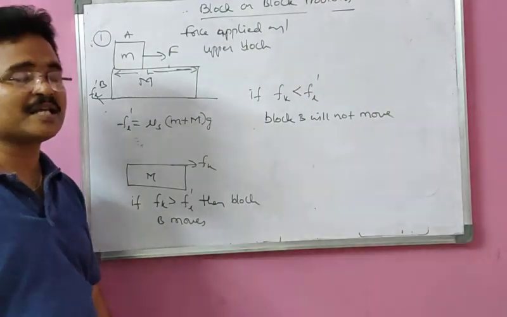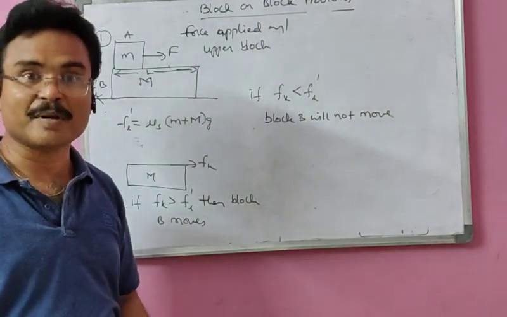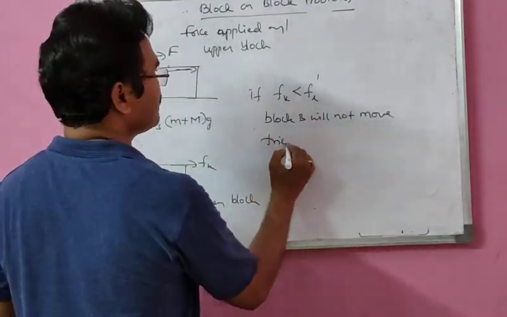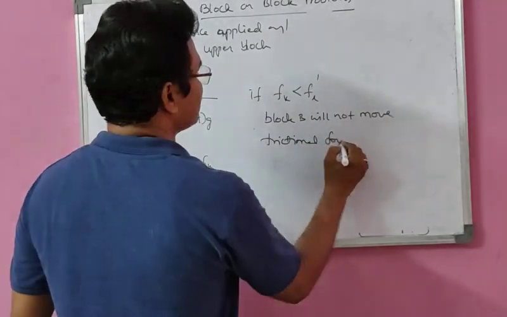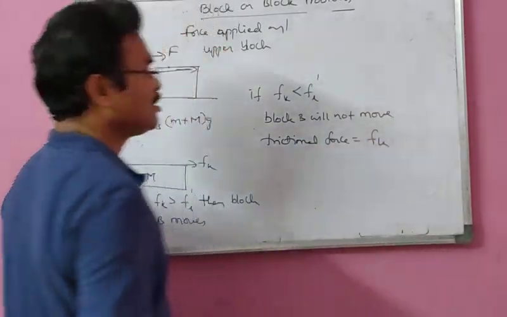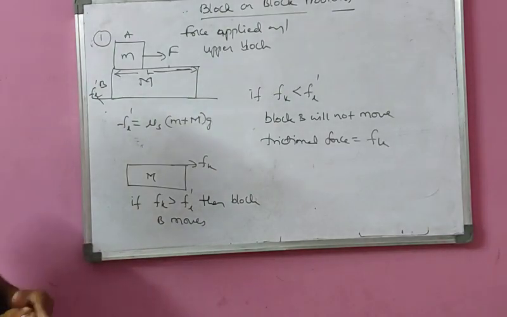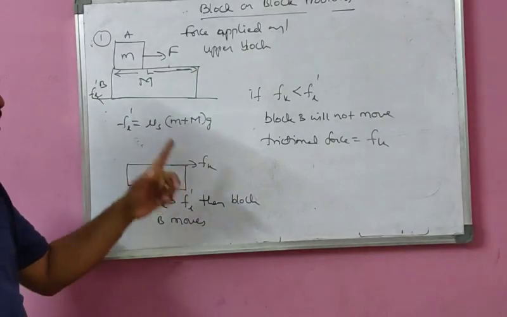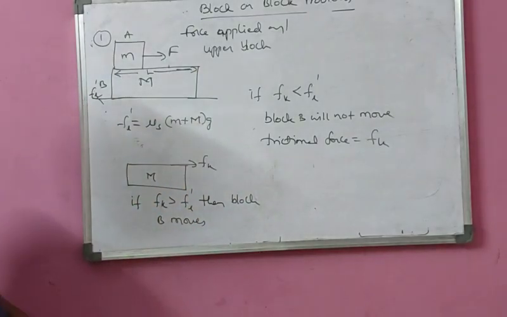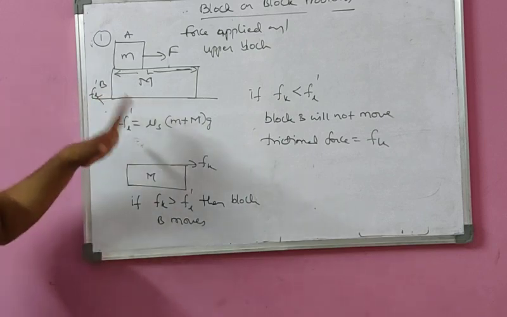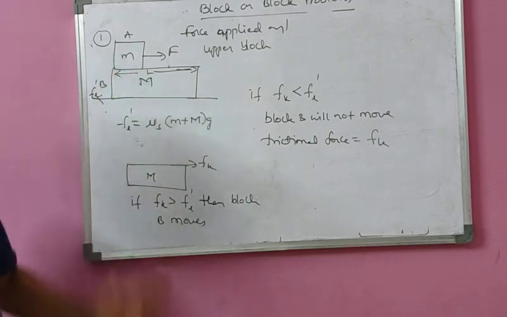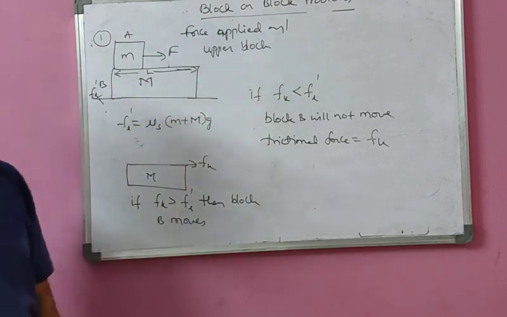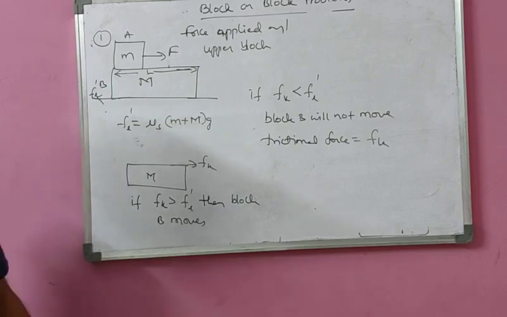And what about the frictional force here? Normally, I told you when the block is not moving, the frictional force equals the applied force. Here the applied force is Fk. Therefore, the frictional force becomes Fk, not FL here. So if Fk is less than FL dash, the block will not move. If greater, then the block will move. So this is the fourth case where there is friction between all the surfaces. In the first case, we applied force only on the upper block.